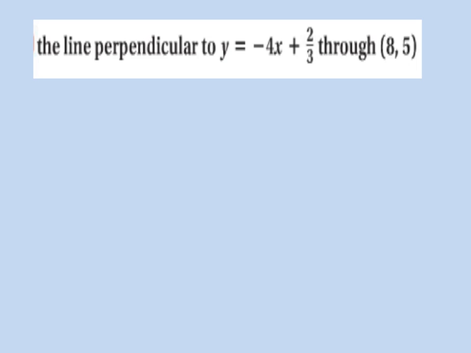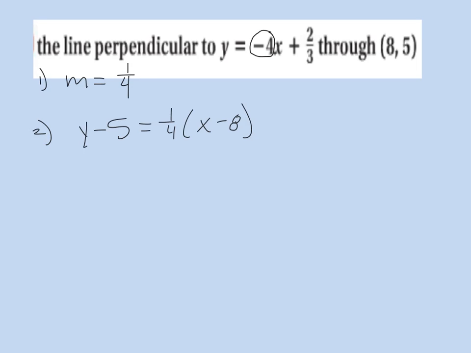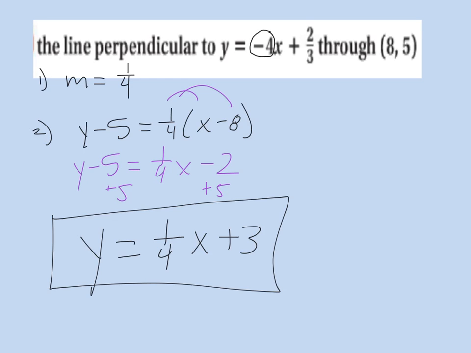I want you to pause the video and attempt this one by yourself. Your first step is find the slope. So it's perpendicular, so opposite of negative would be a positive, and the reciprocal would be a positive 1/4. Then you plug it into your equation and you simplify. And you will get y equals 1/4 x plus 3. And there you have it.